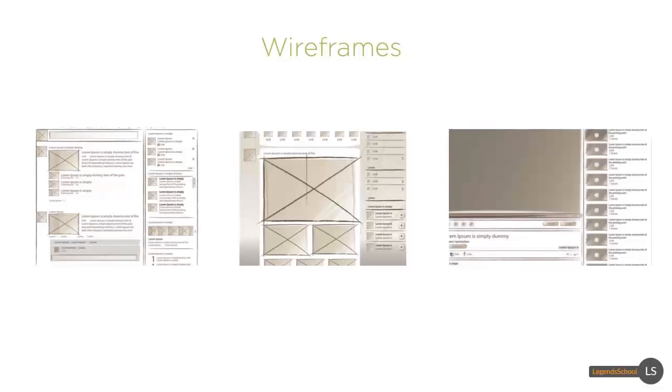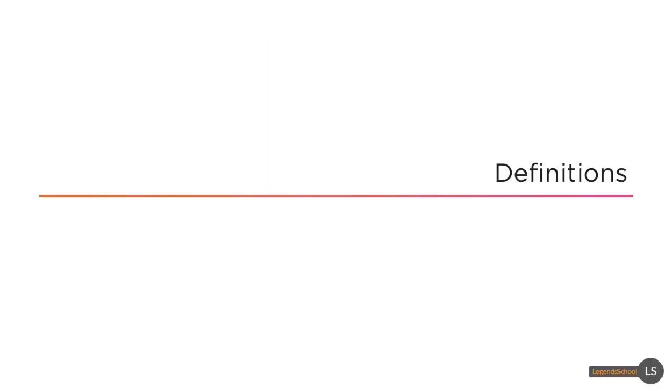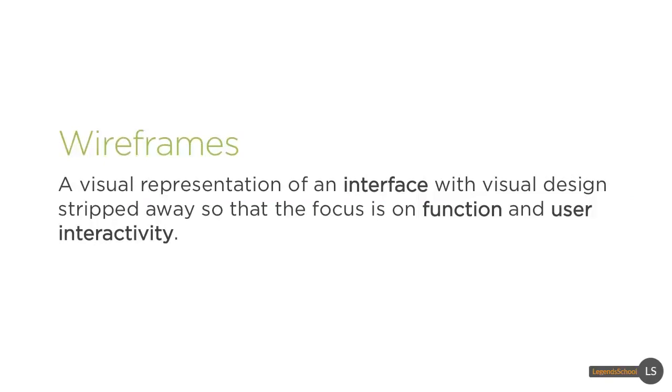What all these have in common is they show you some examples of wireframes, showing the interface of a site without the visual design defined, so that you can focus just on the functionality and how it works rather than how it looks. Here are some definitions of wireframes. It's a visual representation of an interface. You strip away the visual design so that the focus is on the function and the user interactivity. What happens if we have a lot of visual design in our wireframes? Then people focus on the visual design, on how it looks, rather than how it works.